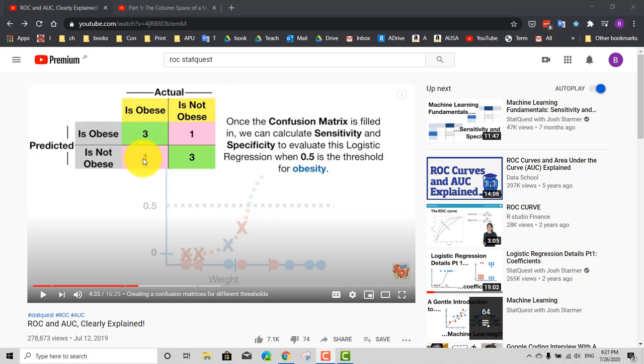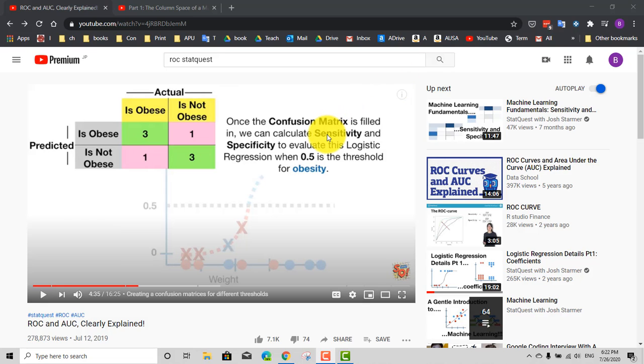So basically this one that was misclassified before is not going to be misclassified, because we set the threshold so low. We set it down here so that everything is classified as obese. So this one will also get pushed up to here. So this is going to be 4 and 0.